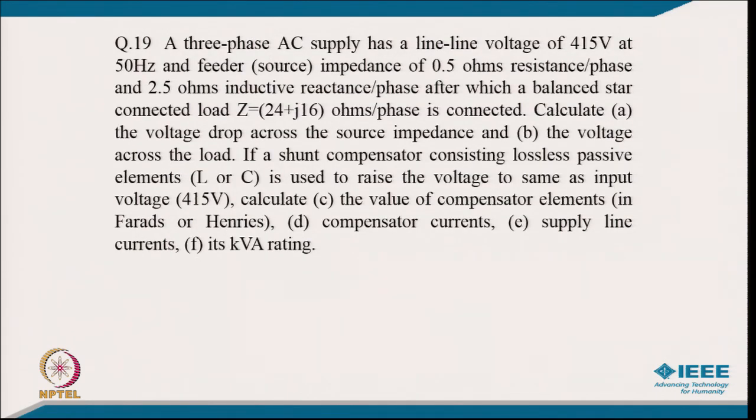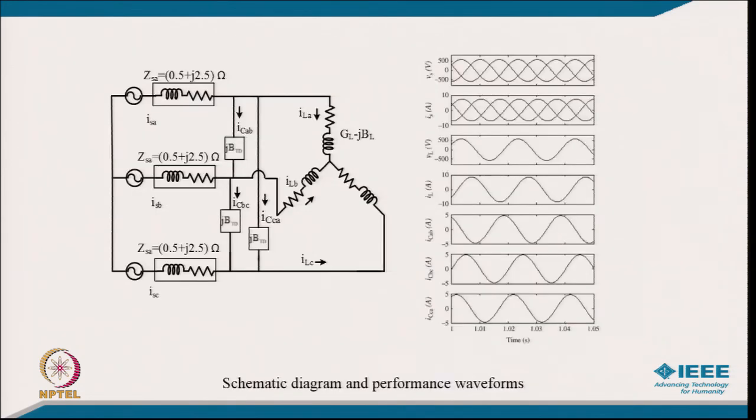So, coming to another example, example 19: a 3 phase AC supply has a line voltage of 415 volts, 50 hertz, and a feeder impedance of 0.5 ohm resistance and 2.4 ohm inductive reactance, after which a balanced star connected load of Z equal to 24 + j16 ohm per phase is connected. Calculate the voltage across the source impedance and the voltage across the load if a shunt compensator consisting of lossless passive elements is used to raise the voltage to the same as the input voltage, meaning 0 voltage regulation, and find the value of the compensator element, the compensator current, the supply current and the kVA rating of the compensator. So, we have a source impedance which is balanced, and here we also have a balanced load.